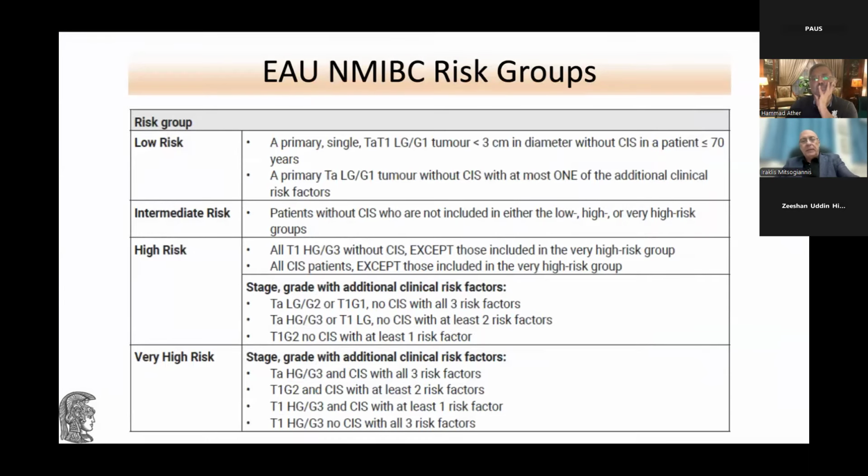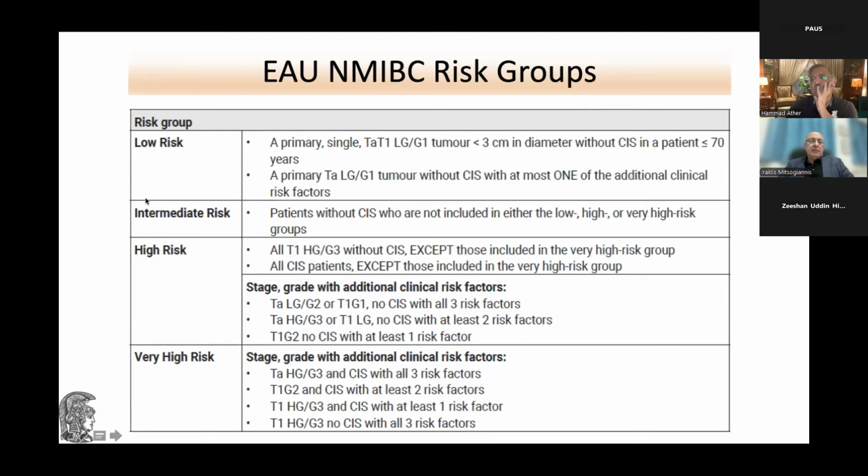Now, every patient should be categorized in one of these 4 groups, the EAU non-muscle invasive bladder cancer risk groups. We know we have the low risk group, which usually contains the small lesions which are low grade and less than 3 centimeters in diameter. These tumors have a very low propensity to progress.